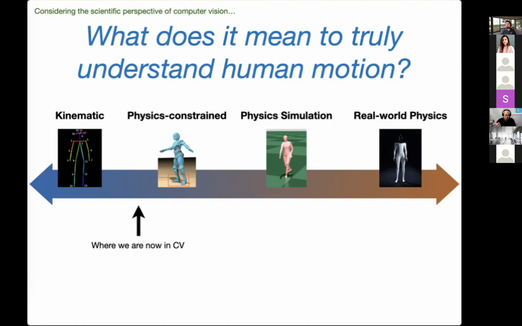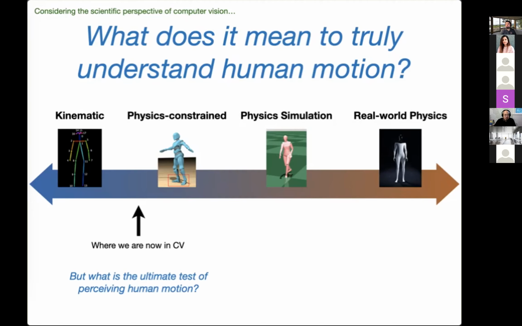And then we've seen work from Adobe and robotics groups and computer vision groups where they're introducing physics constraints. But really, what's the ultimate test of perceiving human motion? Is this where we should be working forever?